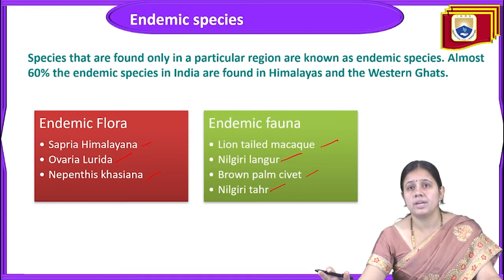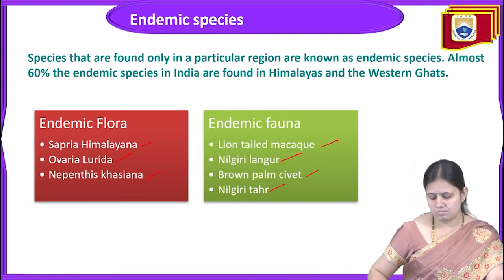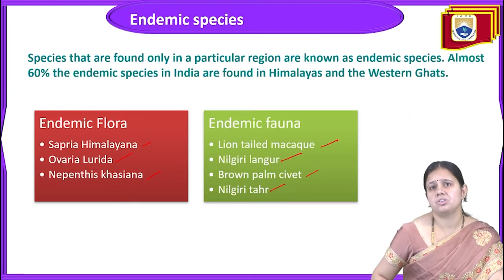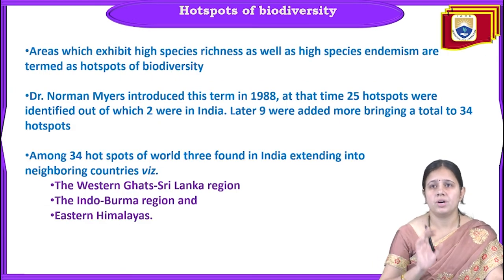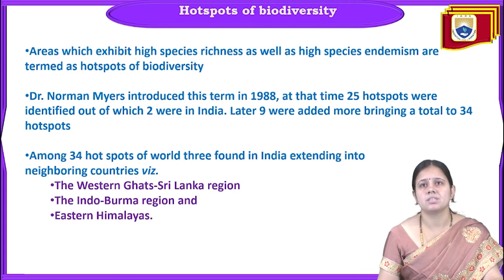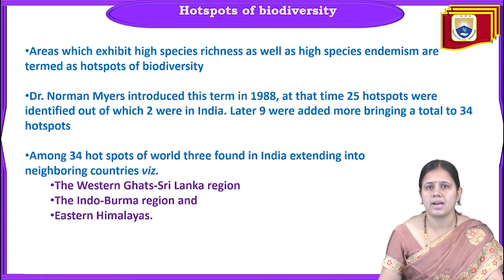Endemic species are mostly found in India in the Eastern Himalayan region and Western Ghat region, because these regions are hotspots also. We have already understood the basic definition of endemic species. For an area to be a hotspot, an area that exhibits high species richness as well as high species endemism is termed a hotspot of biodiversity.